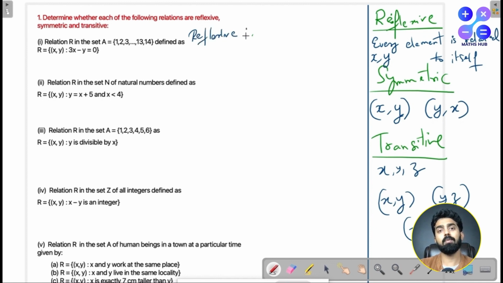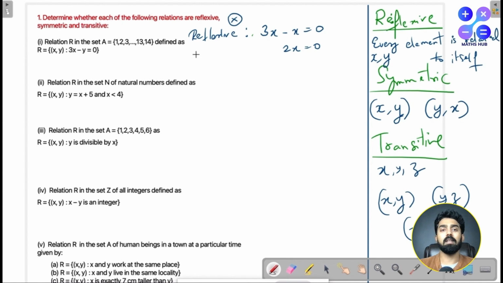what do you need? You need to be able to replace y with x and still get the same answer. That's the whole idea of it being reflexive, right? So if you say 3x minus x is 0, you get 2x equals 0. So is this valid for all these values? 2 into 1 is not 0. None of it is valid, right? So if it is not valid, that means it is not a reflexive set. In any reflexive set, you should be able to replace a number with another number in that same set and still the relation should be valid. So this is not valid, it's not reflexive.